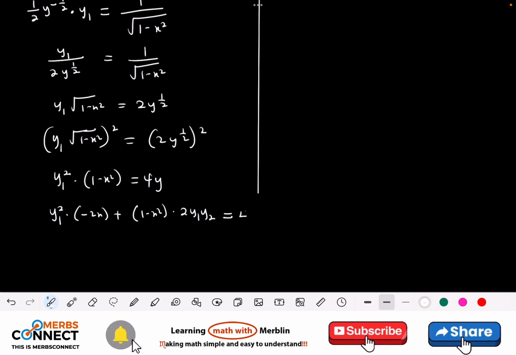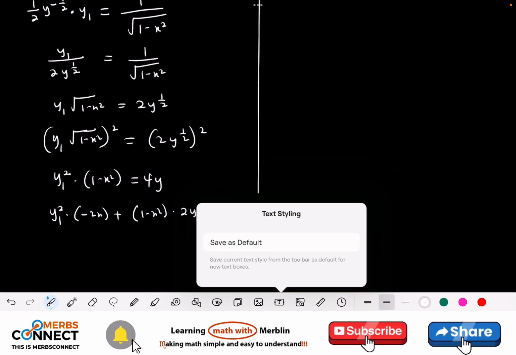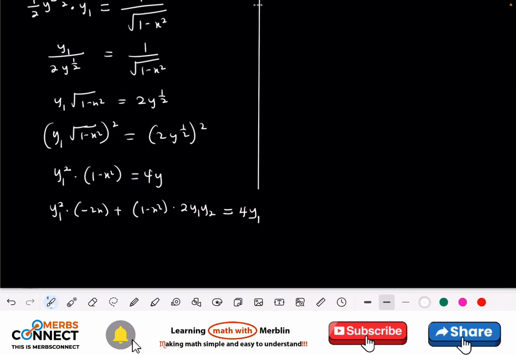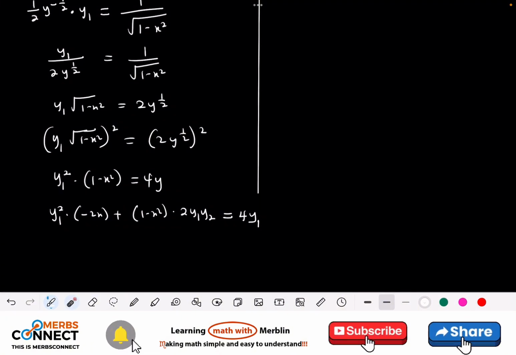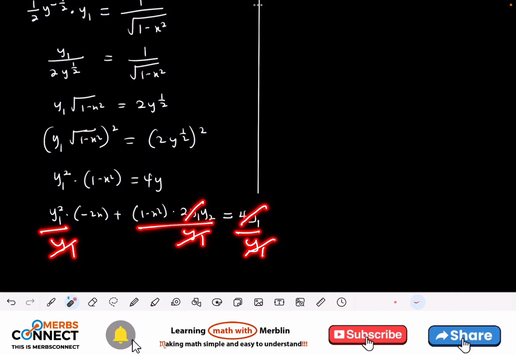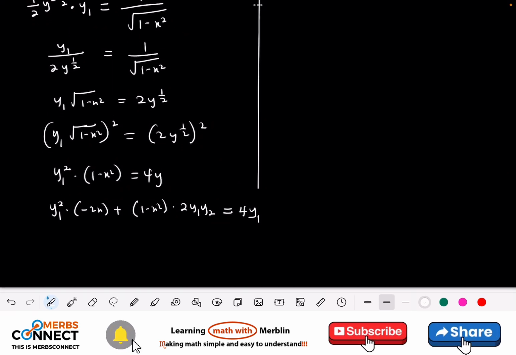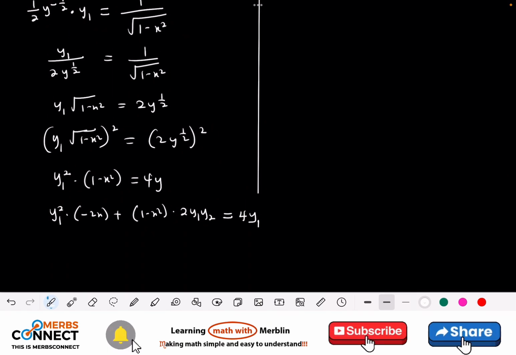And this is going to be equal to 4. When I differentiate y, I'll get y1. So that's what I'm going to have. Then I have y1 here, y1 here, and y1 here. So this will cancel, this will cancel, and one of the y1 will cancel one of the y1 here also. So what are we going to get? When I divide this by that, I'm going to have negative 2x y1 plus 1 minus x squared, let me add the 2 in front, y2, which is equal to 4.